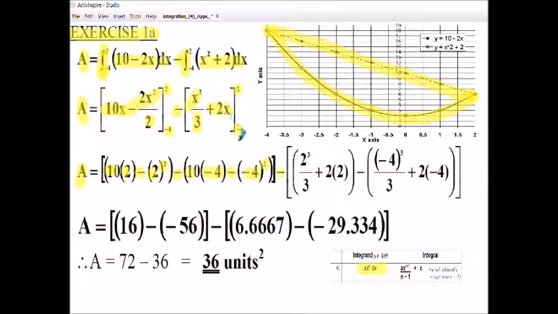Now I take away my second square bracket, again put in the upper limit of 2, so 2 cubed upon 3 plus 2 times 2, and take away my lower limit, which is minus 4 this time, cubed upon 3 plus 2 times minus 4. The rest of it is basically arithmetic, but I encourage you to have a look at that and follow it through, and you end up with an answer of area equal to 36 units squared. So the solution to this question is the area enclosed between the lines is 36 units squared.